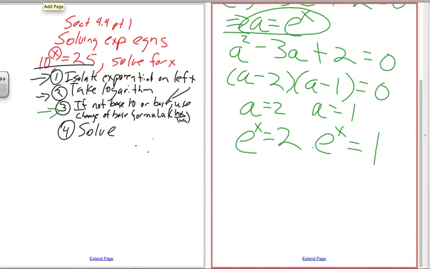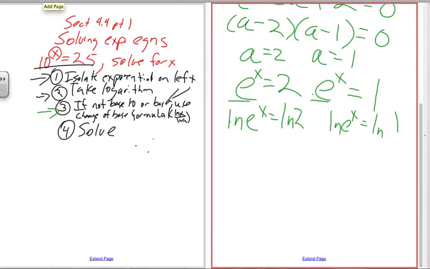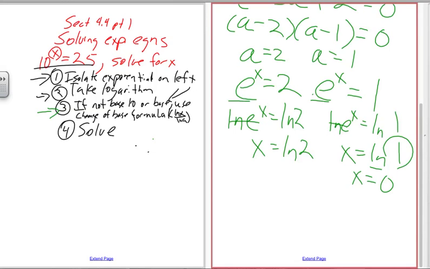And to solve these, you notice I've got my exponentials on the right here. So I'm going to take the natural log of e to the x equals natural log of 2, and the natural log of e to the x equals natural log of 1, or x equals natural log of 2, or x equals natural log of 1. And the log of 1 is always 0, so that one is x equals 0. And there are your exact solutions.